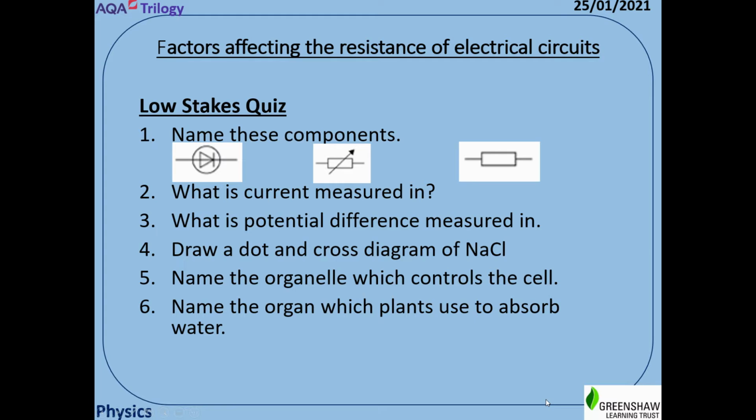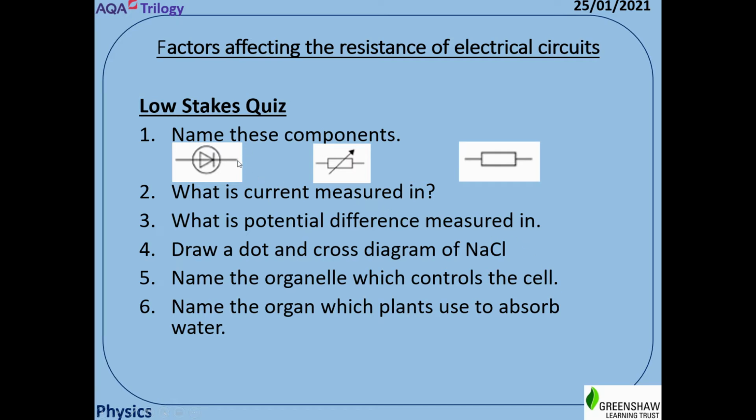If you could pause the video and complete the low stakes quiz in your exercise book, that would be fabulous. Thank you, and welcome back. You need a green pen. You need to have made sure you put the date, which is actually the 26th by the time you're watching this, and the title, Factors Affecting the Resistance of Electrical Circuits. And now can you go through and mark your answers?